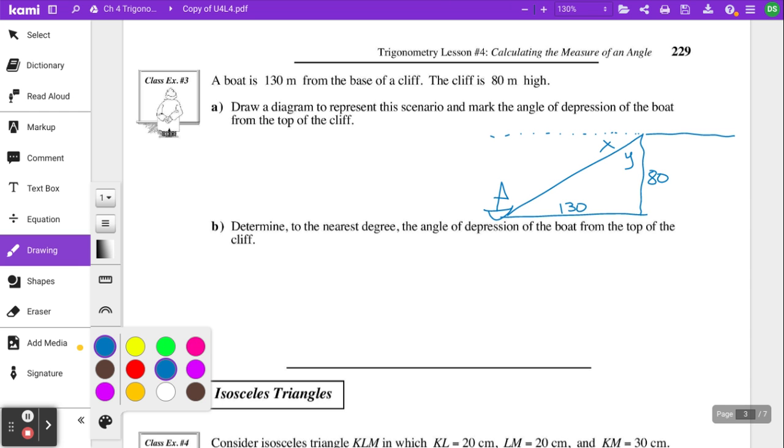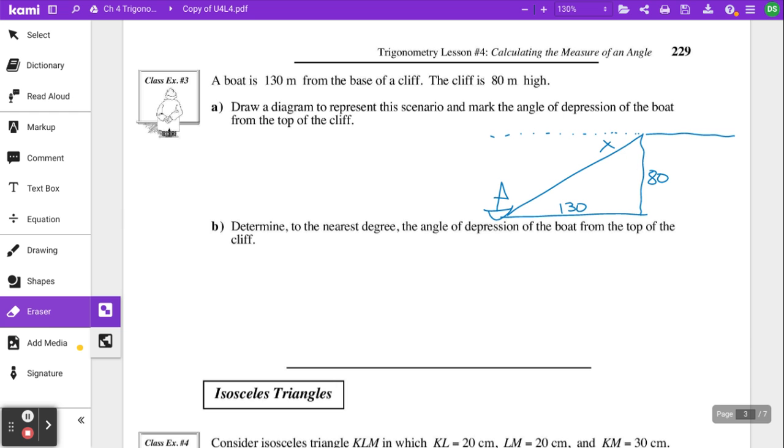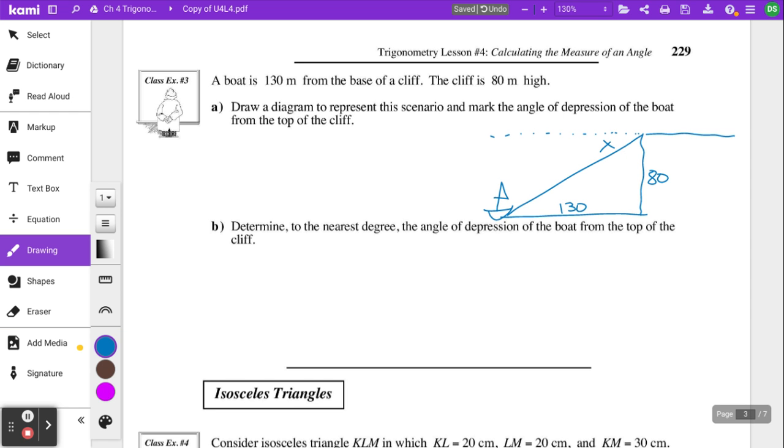X. Are you sure? Logan, is it the X or the Y? Are you sure? Yes, he's correct. So angle X, that's the angle of depression. It's always from the horizontal down.